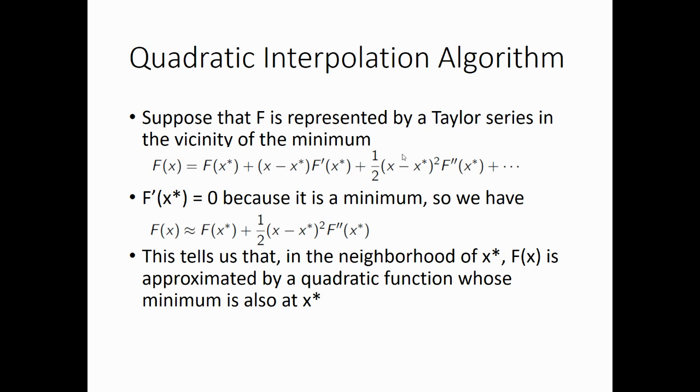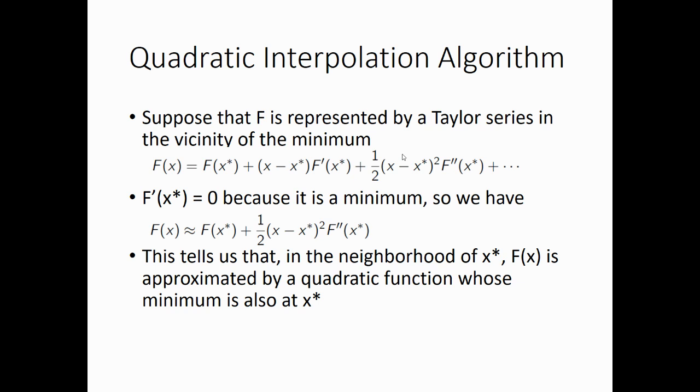So suppose that we have our function f represented by a Taylor series in the vicinity of the minimum. Now, we actually have some good news here, because if that is the minimum, then f prime evaluated at x star is equal to 0, because it is a minimum. And so f of x can be approximated by f of x star plus 1/2 (x minus x star) squared f double prime of x star. So, this second equation tells us in the neighborhood of that minimum, f of x is approximated by a quadratic function whose minimum is also at x star.